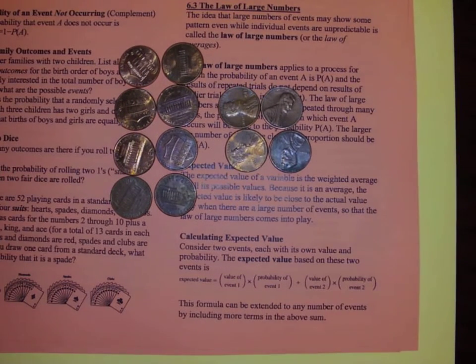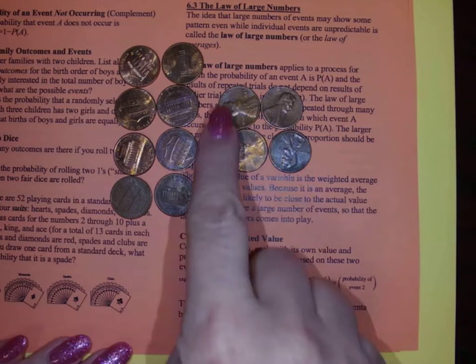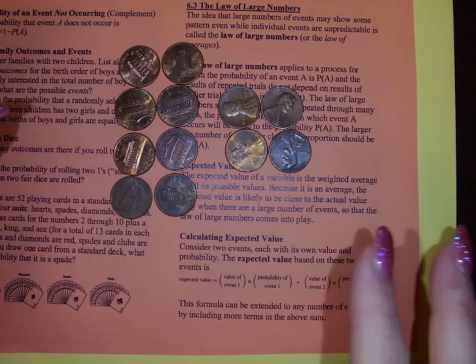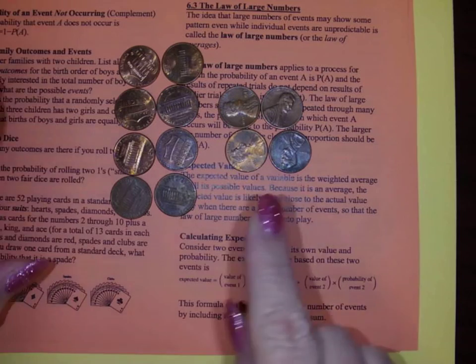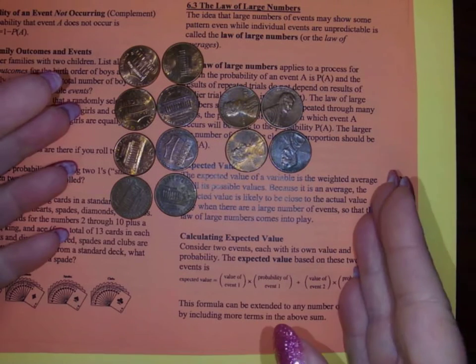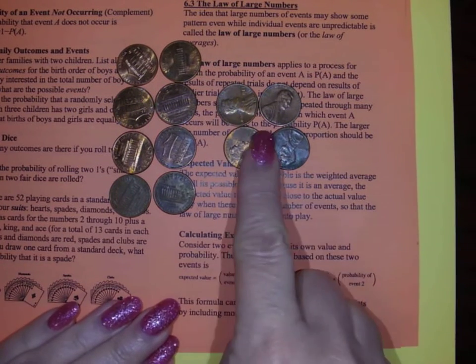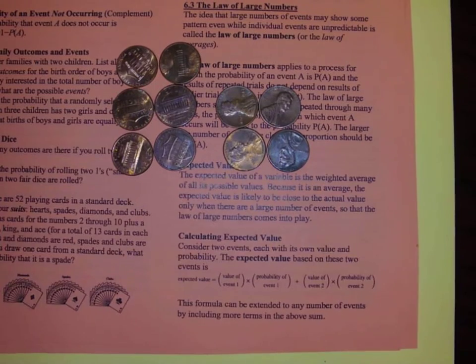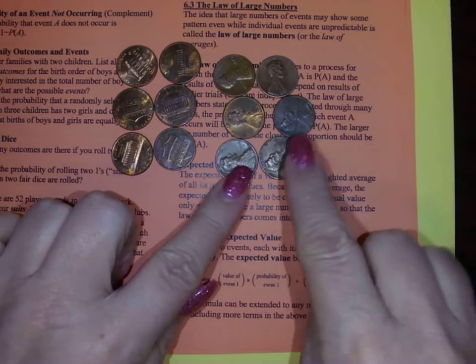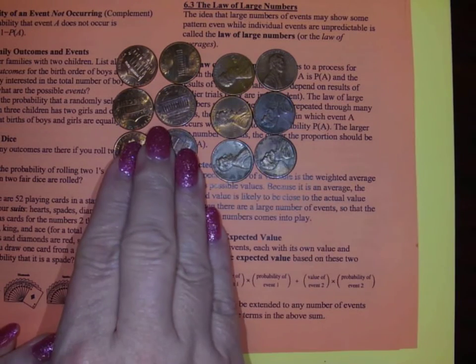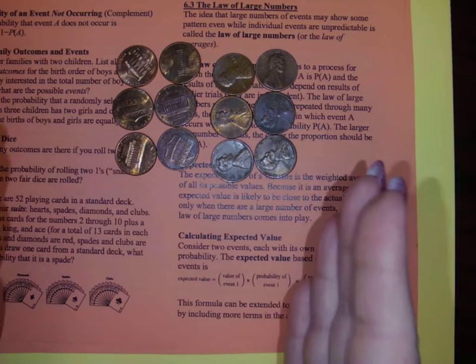So the more that we continue to flip, the more it's going to balance out. So they're saying that the larger the number of flips, the closer you'll get to having 50%. So I would expect if I flipped 12, I would get 6 heads and 6 tails. But that's not always going to be the case.